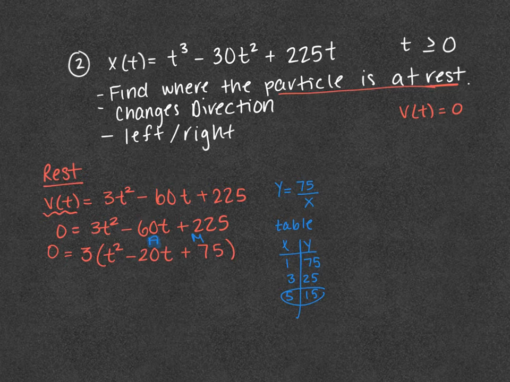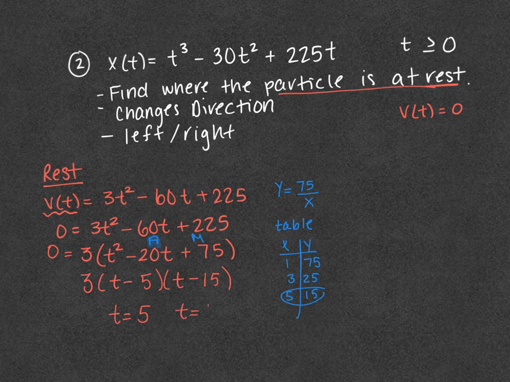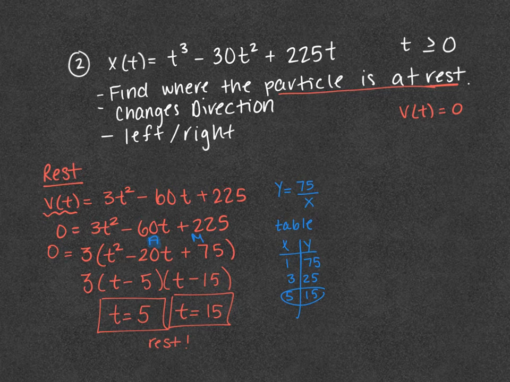So I know that to multiply to a positive 75, I could also have 2 negatives. So I can make this 3 in front, t minus 5, and t minus 15. So I get t is equal to 5 and t is equal to 15. So these are the spots where the particle is at rest. Now to answer the second part, where does it change direction and where does it move left and right? Well, we're going to have to do a little bit more work.